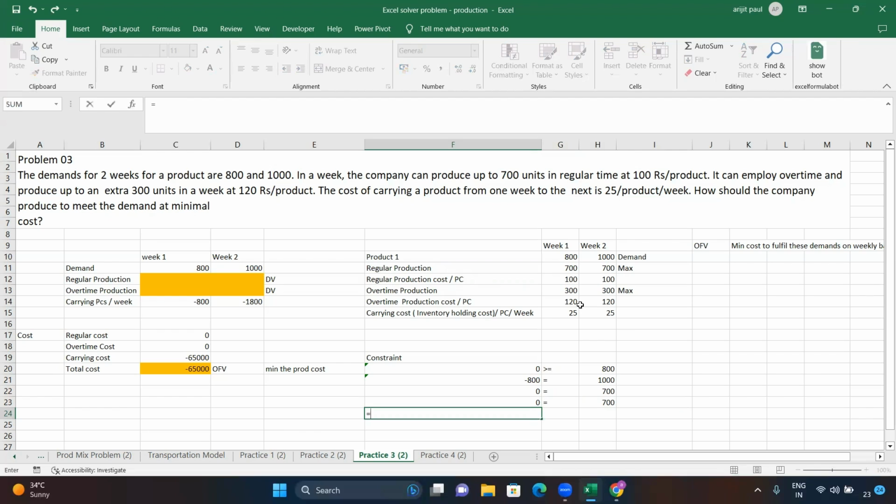So we can mention here overtime production of week 1 should be less than or equal to how much? 300. Above 300 we cannot produce. Okay, and again for week 2 we can mention overtime production of week 2 should be less than or equal to how much? 300.